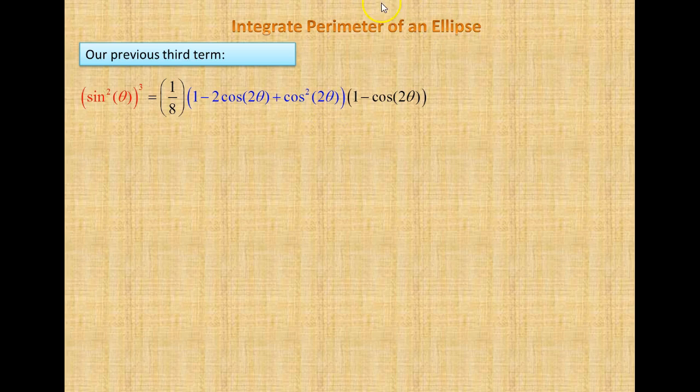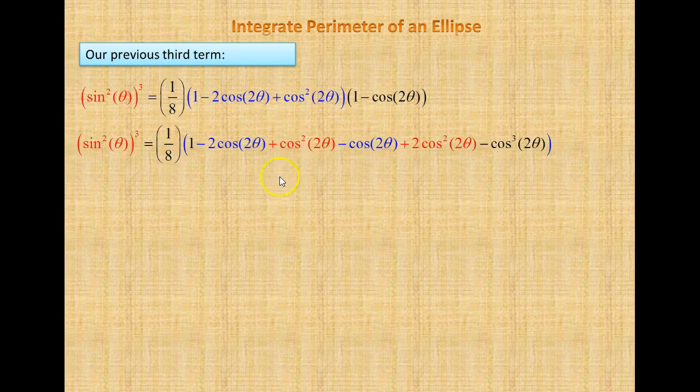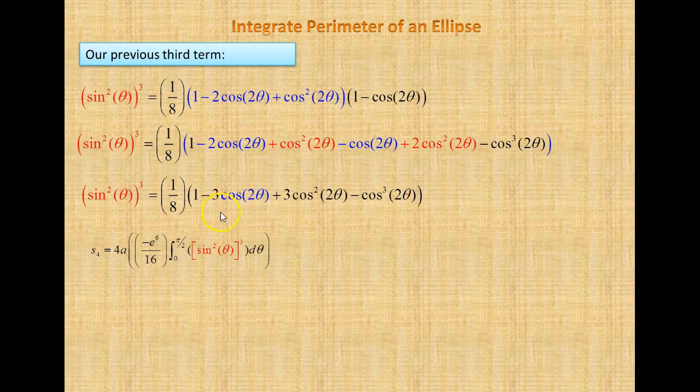Our previous equation, for sine squared theta cubed, is 1/8 times 1 minus 2 cosine 2 theta plus cosine squared 2 theta, times 1 minus cosine 2 theta. We multiply all of that out. The red terms, as you can see, add, and the blue terms are subtracted. So now we have 1 minus 3 times cosine 2 theta plus 3 times cosine squared 2 theta minus cosine cubed 2 theta. Now we can substitute this into our equation.